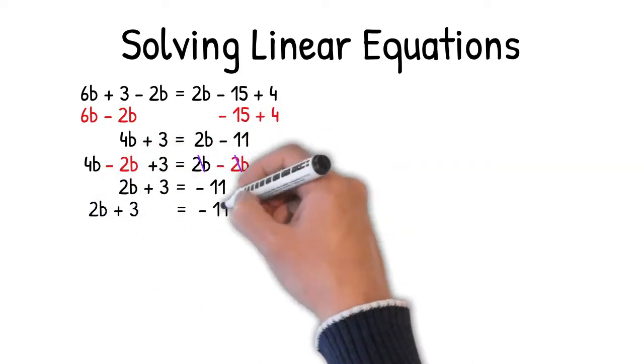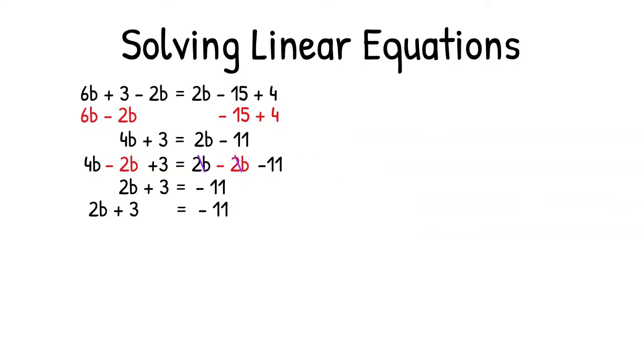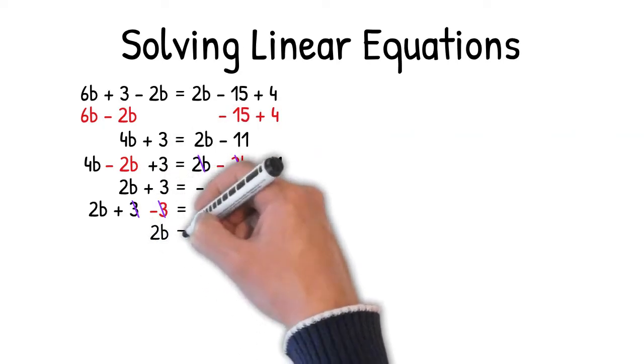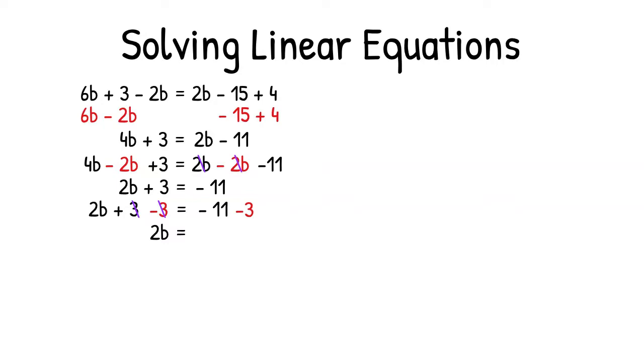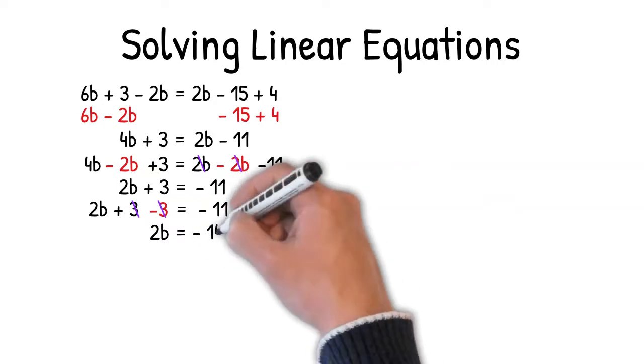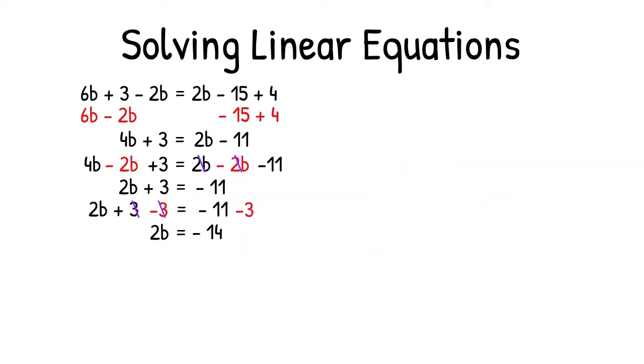Now move the constant term 3 by adding negative 3 to both sides. Positive 3, negative 3 cancel each other out. Negative 11 and negative 3 is negative 14. The variable term is on the left side and the constant term is on the right side. Step 2 is done.